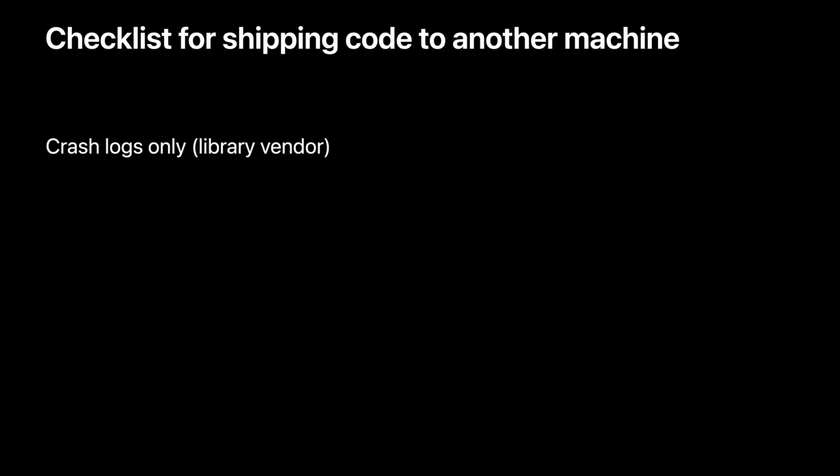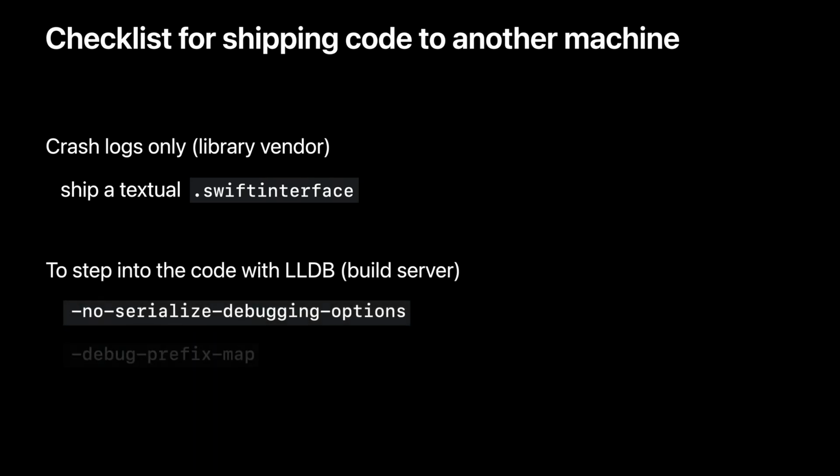Let's recap what we learned. If you want to ship code from one machine to another, you should ask yourself what level of debugging you expect to be doing. For example, if you ship a binary framework to another developer and you don't expect them to step into your code in the debugger, it's best to just ship the Swift module as a textual Swift interface file. But if you are setting up a build server or a continuous integration system, where developers are expected to debug the downloaded build artifacts, you will want to make sure to build a binary Swift module and consider turning off search path serialization. You can also canonicalize the source paths on a server in the debug info using the -debug-prefix-map option.